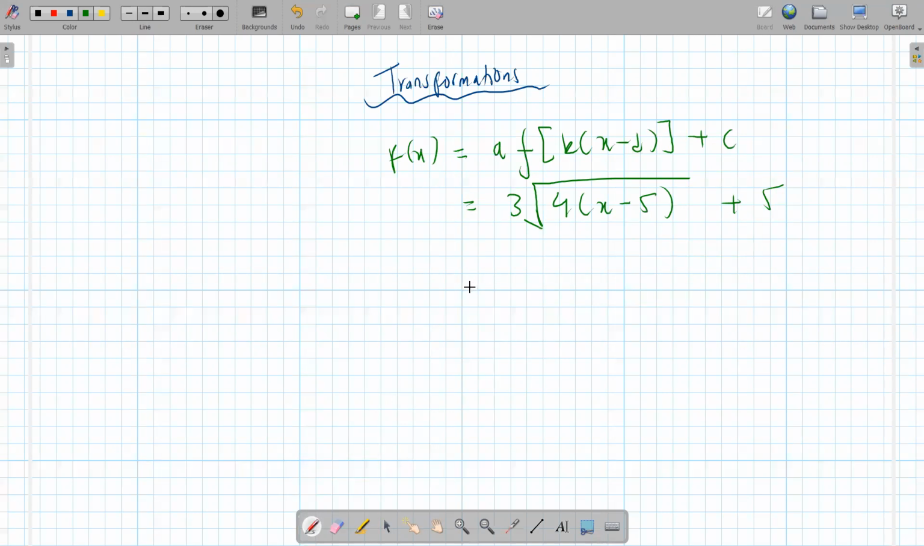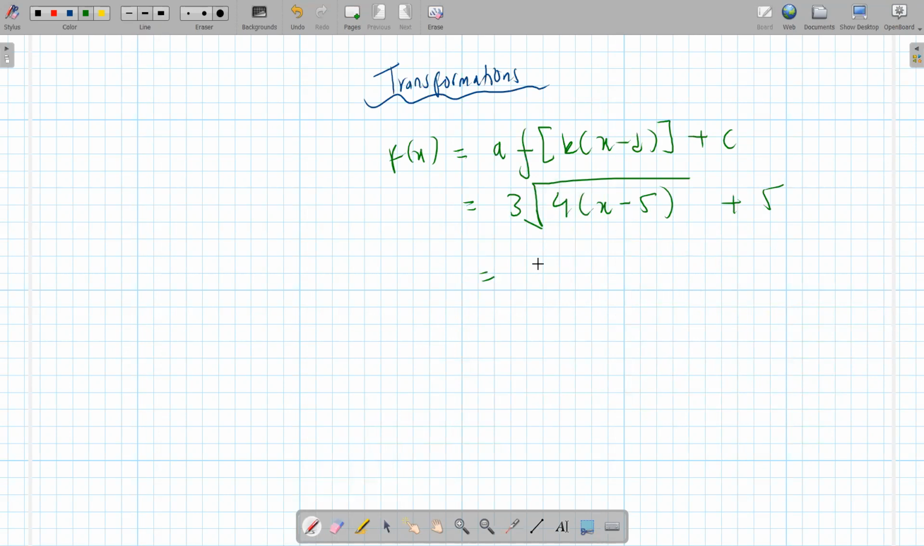Why is there a square root? That's just a transformed function. This is the parent function, y equals the square root of x, which looks like this. This is just that function transformed a little bit. So now let's talk about what a, k, d, and c do. The a, k, d, c are consistent. I'm just trying to show you what the f means.